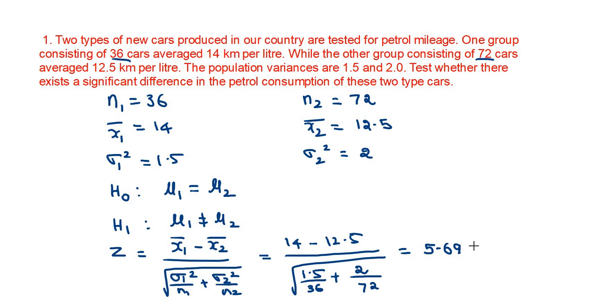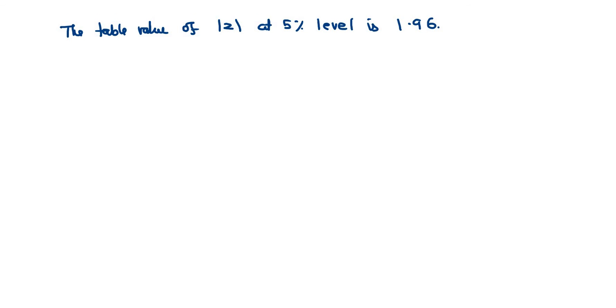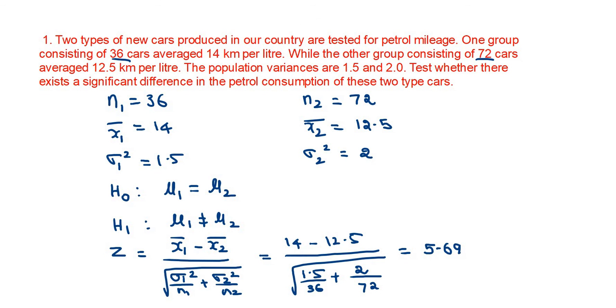The next step, we are going to write the table value. Here the level of significance is not given, so we'll take the 5% level of significance. So the table value of Z at 5% level is 1.96, and the calculated value is 5.69.